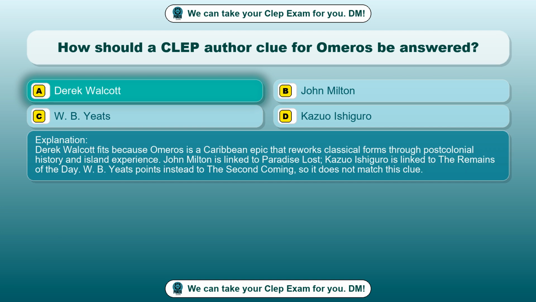Derek Walcott fits because Omeros is a Caribbean epic that reworks classical forms through post-colonial history and island experience. John Milton is linked to Paradise Lost. Kazuo Ishiguro is linked to The Remains of the Day. W. B. Yeats points instead to The Second Coming, so it does not match this clue.